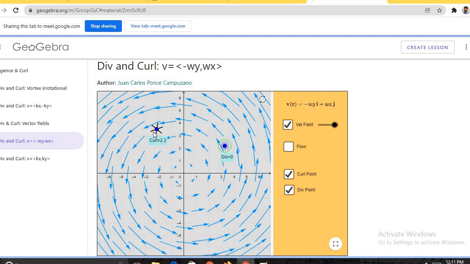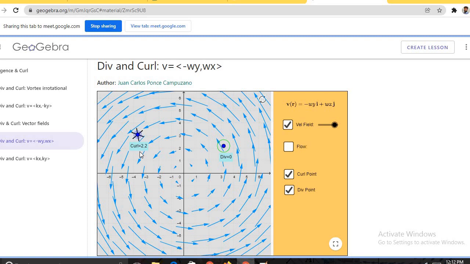The divergence is 0. And if you see that everywhere the curl is 0, it means if you keep an object in this vector field, it is going to be rotated around itself with some certain speed. The speed is 2.2. That's what I can see. They said curl equal to 2.2.